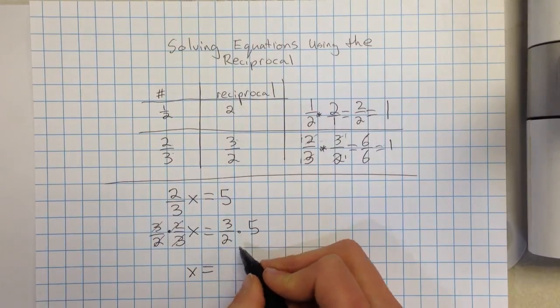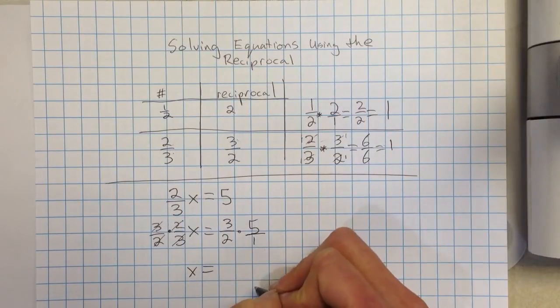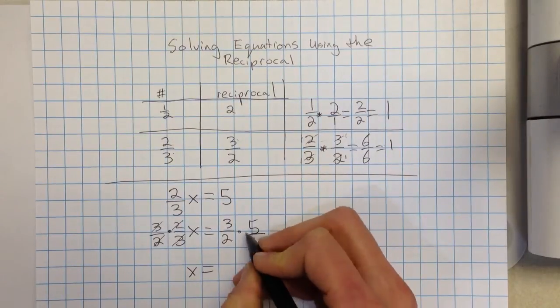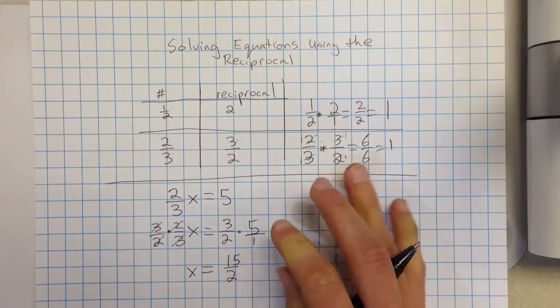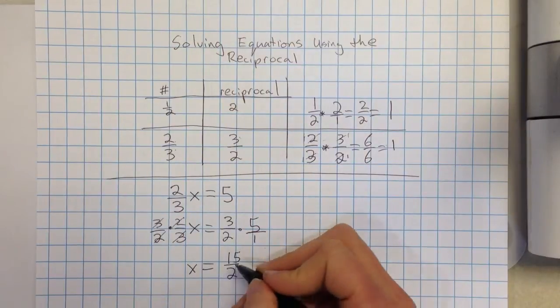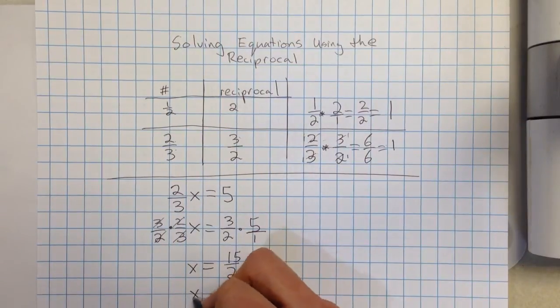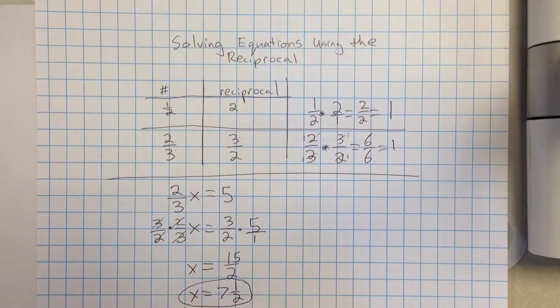On the right side, I have to multiply, these are fractions, so I'll turn my 5 into 5 over 1, and then I would have 15/2. 15/2 is the same thing as the mixed number 7 and 1/2. So this would be my final answer. And if I were to put this back in my equation, I would see I would get an answer of 5.